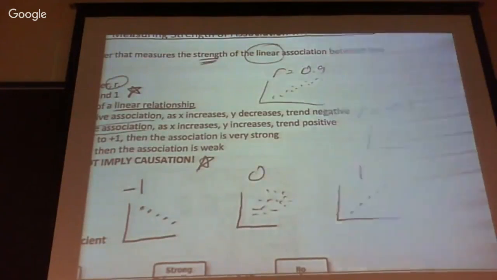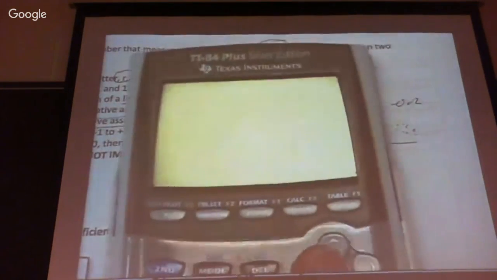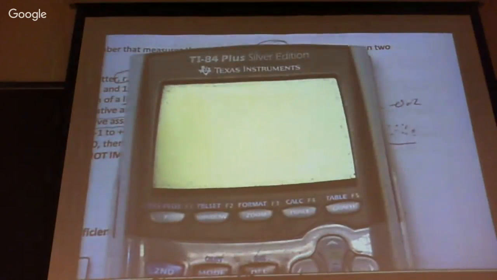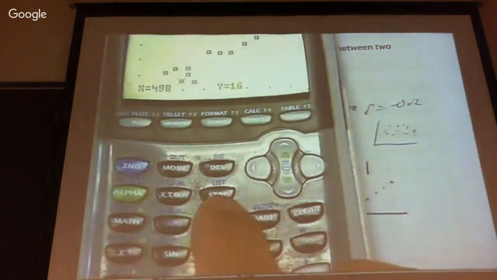Okay? Now on the next page, we have some examples. But I'm going to go back to them in a little bit because I really want to continue working. So the question is, how do you find correlation in the calculator? To find correlation in the calculator, I want everyone to press stat.